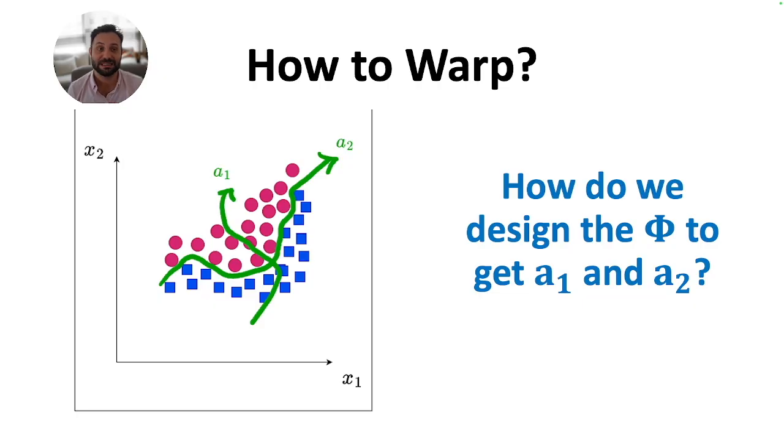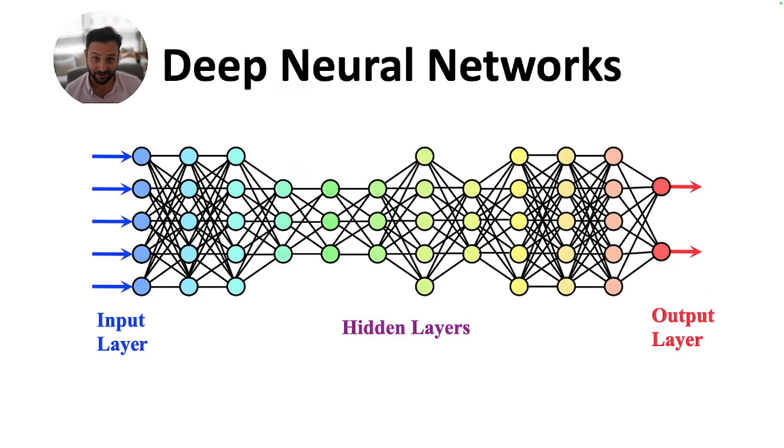So I'm going to delete the word design and I'm going to make it learn, right? So we would like to learn the phi, the kernel function that is going to warp in such a way that my data set is then linearly separable. So that's our goal, learning to warp the space such that at the end of the day, it is linearly separable, which brings us to deep neural networks, which is the topic of today's video.